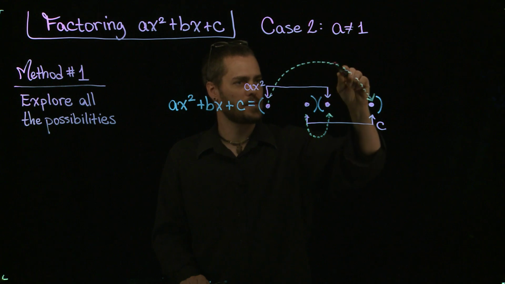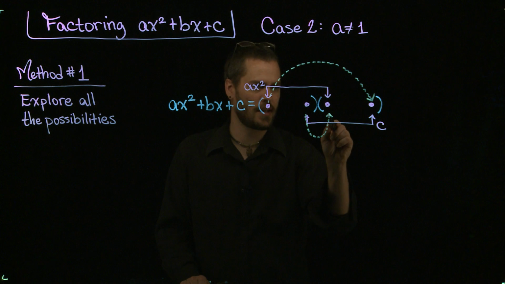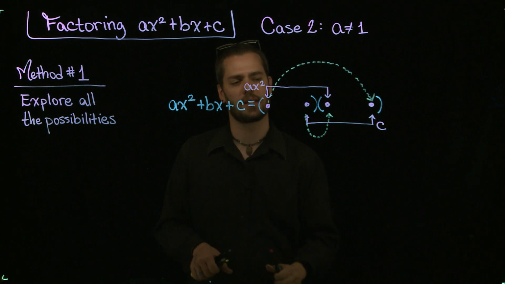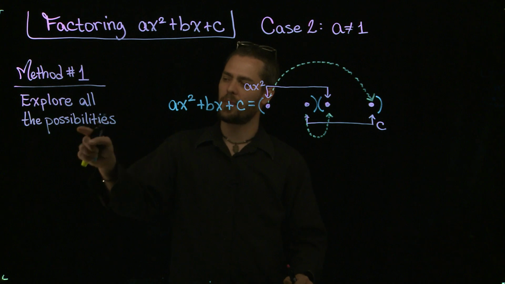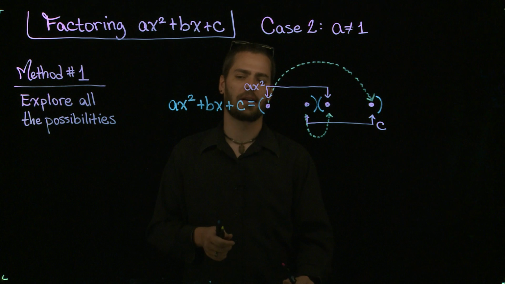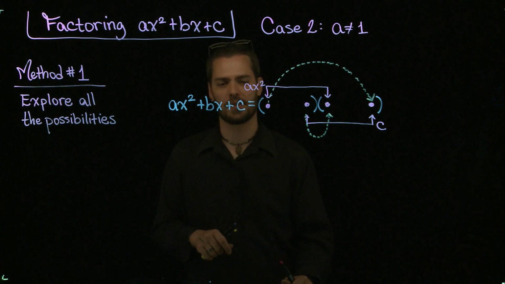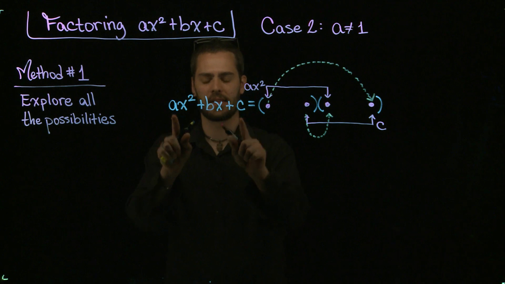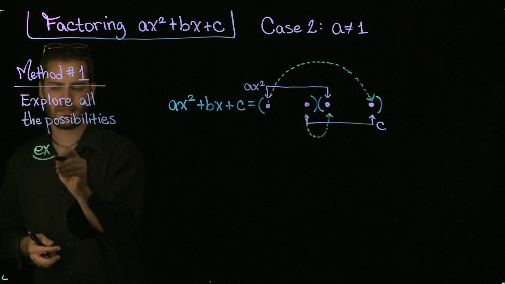Here's one of the products with this dashed line. Here's the other product with the other dashed line. And when we add those products together, we get the middle term. So when we explore all the possibilities, we are exploring the sum of products to try to get us this when we're looking at the factors of a and c. So let me give you an example to try to bring this home.